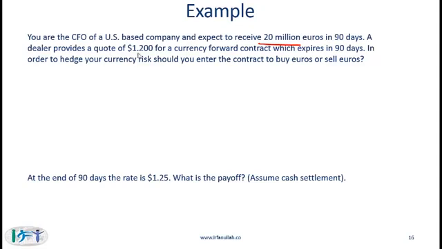A dealer provides a quote of 1.200 for a currency forward contract which expires in 90 days. In order to hedge your currency risk, should you enter the contract to buy euros or sell euros? Now think about it. You are a US company and at the end of 90 days, you will receive euro.